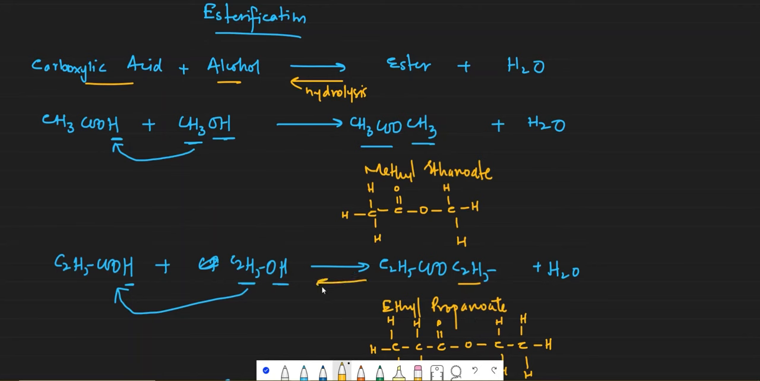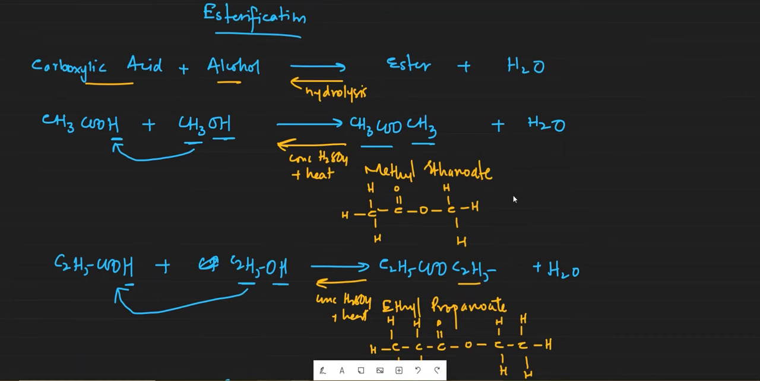If you go back and use water to break it, you cannot use only water, you use concentrated H2SO4 as well as heat. Those are the conditions for hydrolysis reactions. Concentrated H2SO4 and heat. The reverse of esterification is hydrolysis. Lysis means breakdown, hydro meaning water. You are breaking something with the help of water.